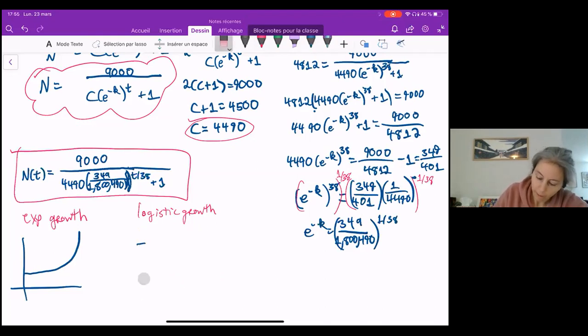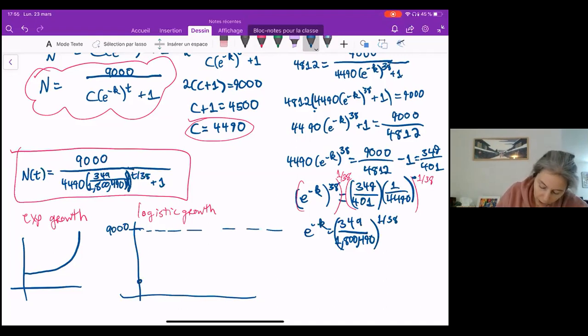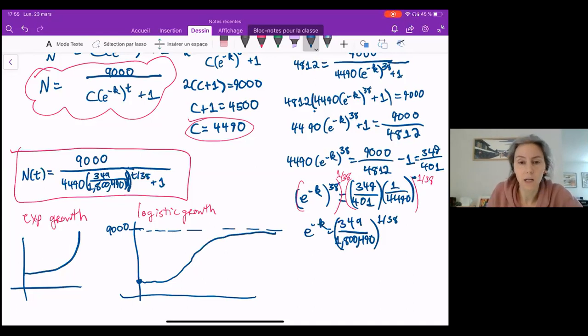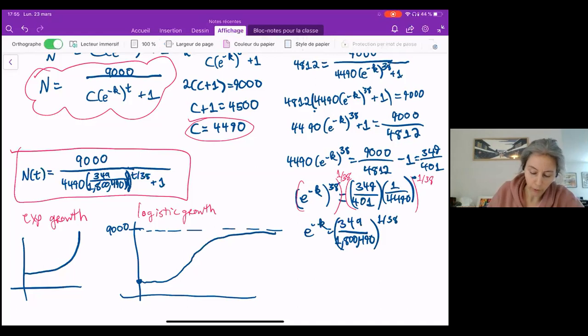But we're actually really happy that this happens because this is going to be my 9,000. This 9,000 is a horizontal asymptote. We started at 2, it grows exponentially, but then slowly as it gets closer and closer to that 9,000, that carrying capacity, that growth slows down.